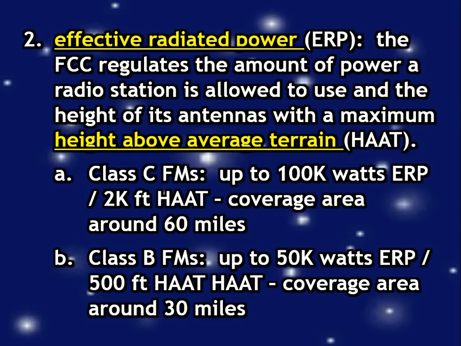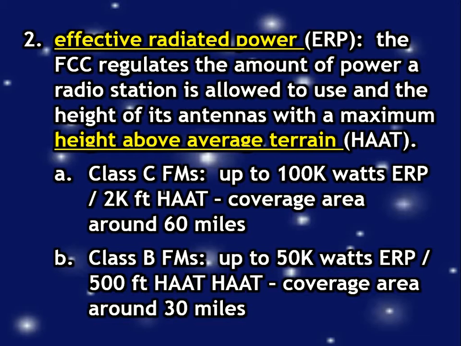Effective radiated power, or ERP, is what the FCC regulates. It's the amount of power a radio station is allowed to use and the height of its antennas, with what's called a maximum height above average terrain. So what that means is that your tower is going to be measured at how tall it is relative to how high above sea level the majority of the area around the tower is.